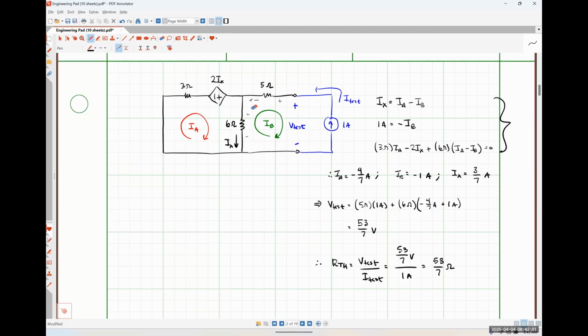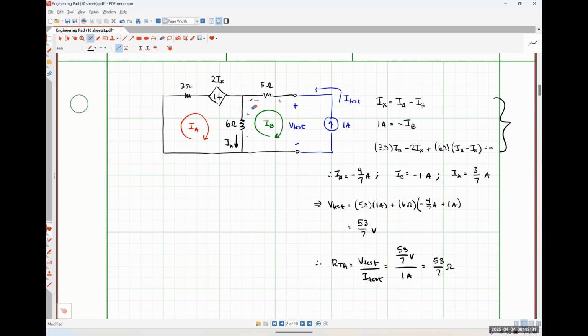Any other questions about this? Okay, so just to recap, finding the Thevenin voltage for a circuit that contains a dependent source works exactly the same way as it did in a system that does not contain a dependent source. Finding the Norton current in a circuit that contains a dependent source works exactly the same way as it did in a circuit that doesn't contain a dependent source.